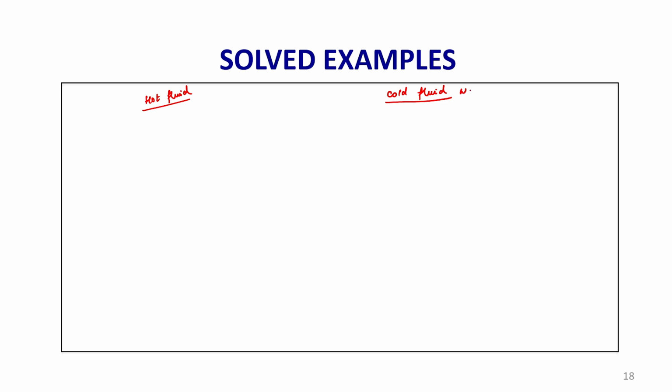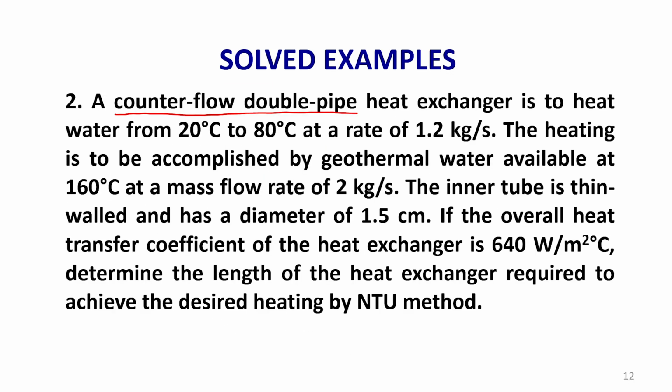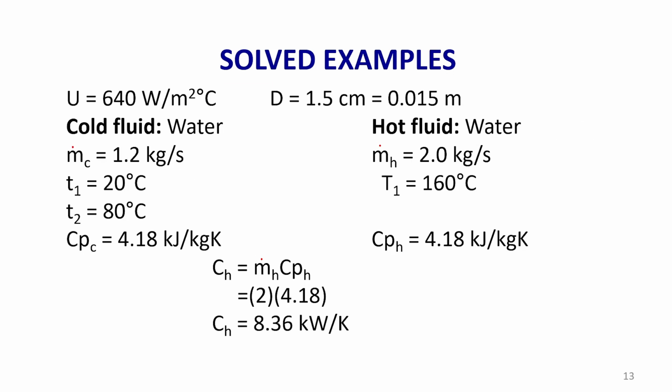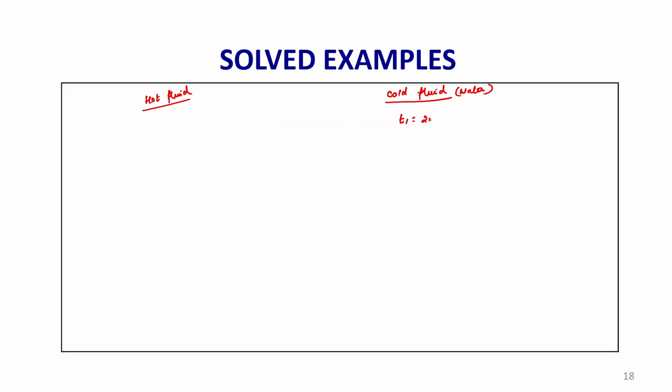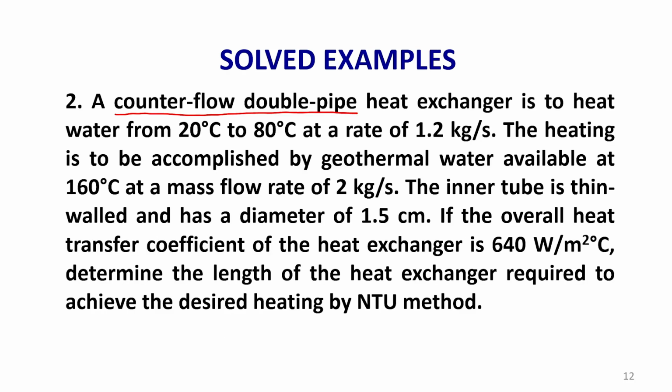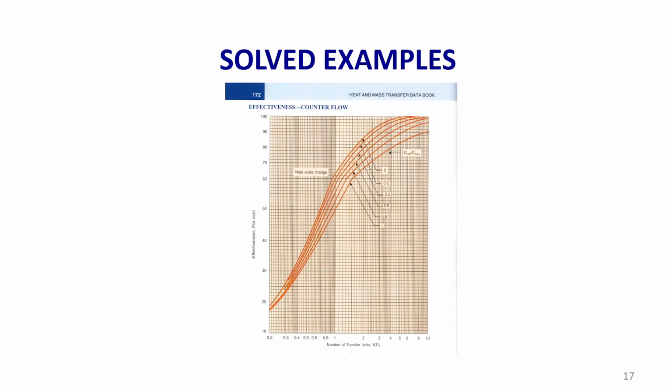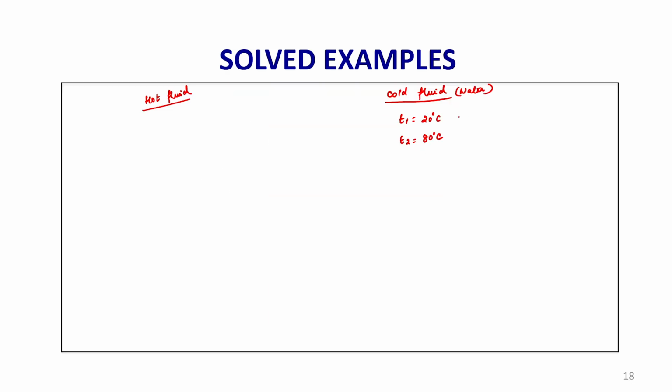The cold fluid used is water. So the initial temperature of the water is given, small t1, both the temperatures are given, that is 20 to 80. Small t1 is equal to 20 degrees centigrade, small t2 is equal to 80 degrees centigrade. The flow rate of the water is given. So let us write m dot c equal to 1.2 kg per second.